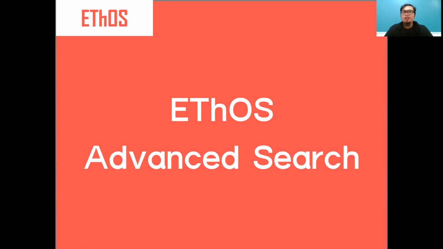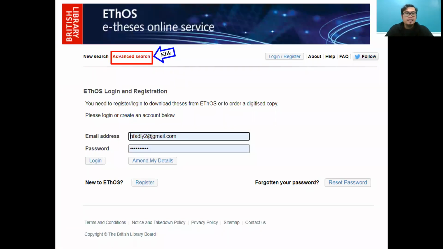So before this, we just used a general search. It's a normal search, so we try to put at least more than one keyword. That's why we try the ETHoS advanced search. The same, still on the ETHoS website, but we use advanced search. Before, we used only the normal search, but now we try the advanced search.